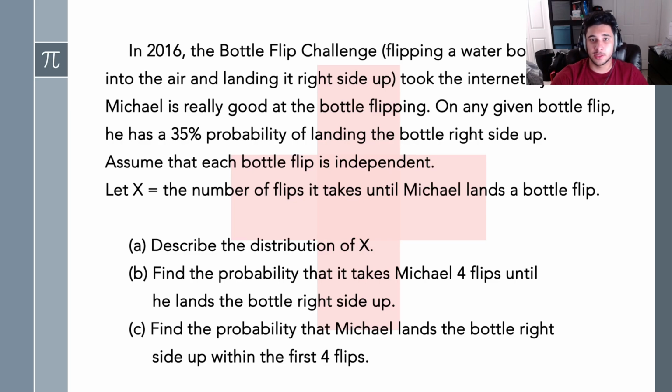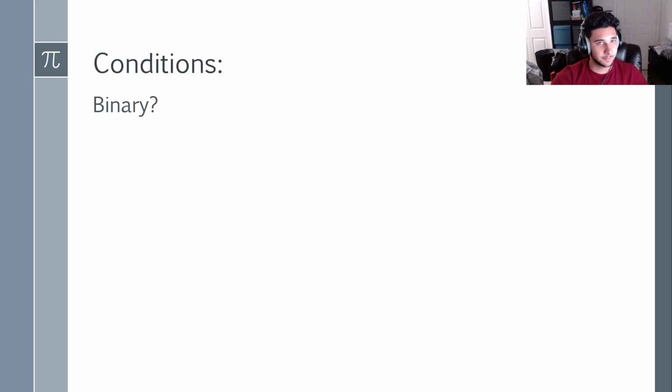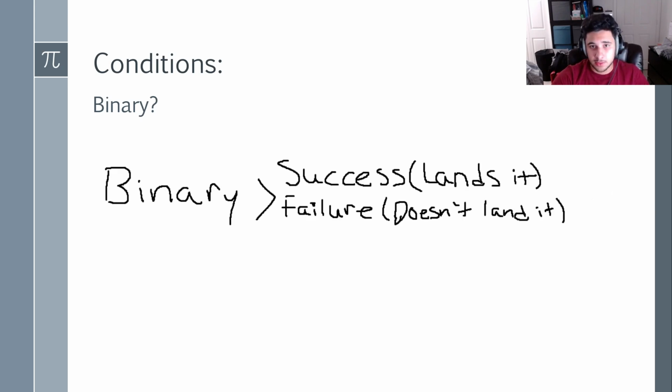Before I answer the question, it is smart to first decipher what they're asking. Since they mentioned probability, it is either going to be a binomial or a geometric distribution. For a binomial distribution, we use BINS. However, for a geometric distribution, like this one, we use BIFS. So to start off, we want to check if it is binary. In this case, binary would mean if there is a successful flip, it lands, or it's a failure, it doesn't land, so that passes.